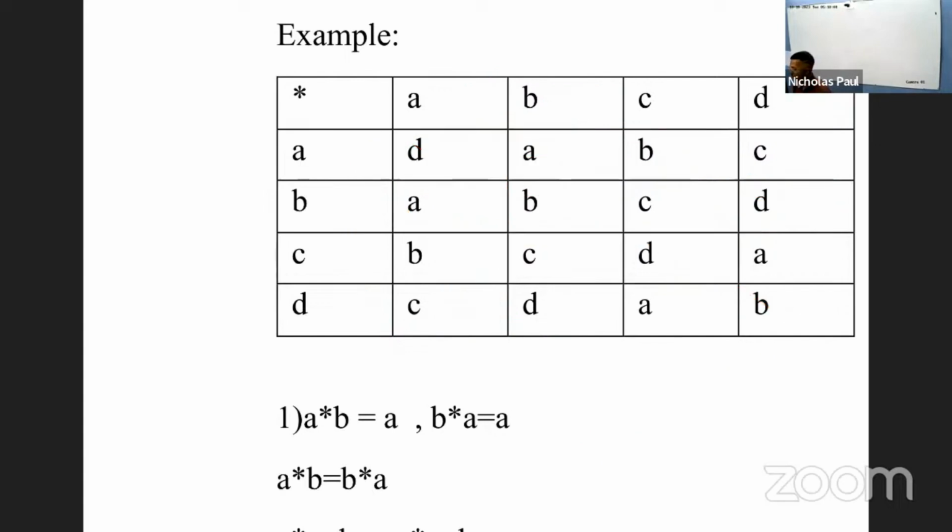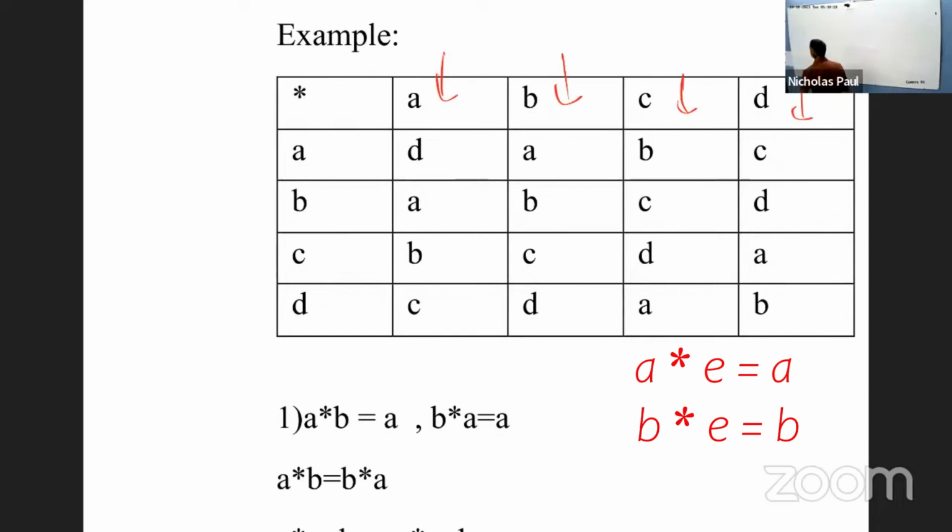How do we find the identity element? A star E has to give you back A. B star E has to give you back B. Which of the elements will do that for you? So focus on one of these columns. Look at the columns there. Which of those columns do you think shows the identity element? Think about it again. A star something gives you A. The answer is what? B.